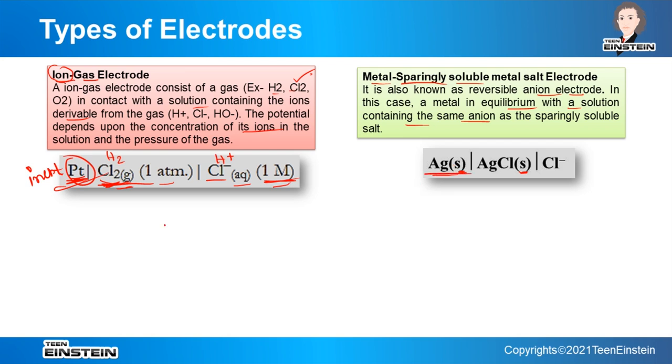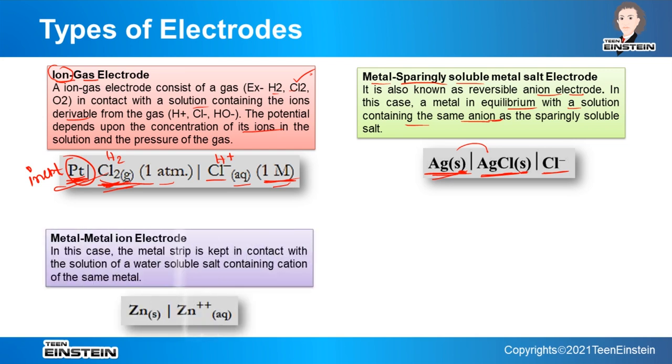In the previous case we used a platinum electrode because gas is generated, but here we are getting solid Ag, so we don't need platinum. So this metal is in equilibrium with a solution which contains the same anion that is also present in this AgCl salt. So that is why it is a metal sparingly soluble metal salt electrode. AgCl is a sparingly soluble metal salt, and the metal is silver.